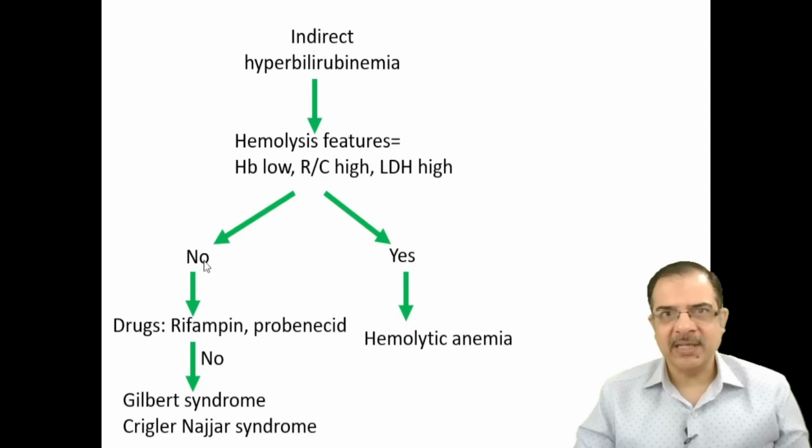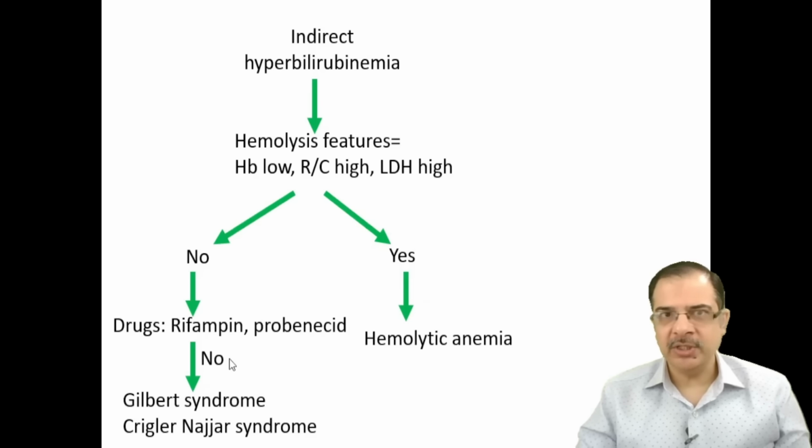But if these features are absent, then we have to take a drug history, whether the patient is taking some ATT like rifampicin, or probenecid for prevention of high uric acid, because these two drugs inhibit the uptake of indirect bilirubin into the liver, so the level will be high in the blood. So we have to take a thorough history.